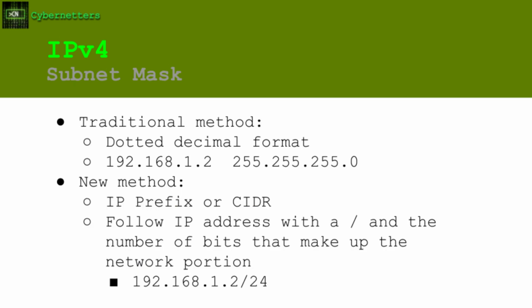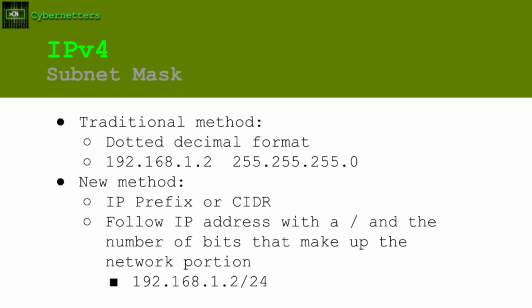So there are 2 ways to represent a subnet mask: the traditional decimal method and CIDR, which is classless inter-domain routing notation. The subnet mask, as we mentioned before, is written in dotted decimal format, which shows which part of the IP address belongs to the network and which part belongs to the host. So for 255.255.255.0, the first 3 octets, the first 24 bits, are for the network, and the remaining 8 bits are for the host in the network.